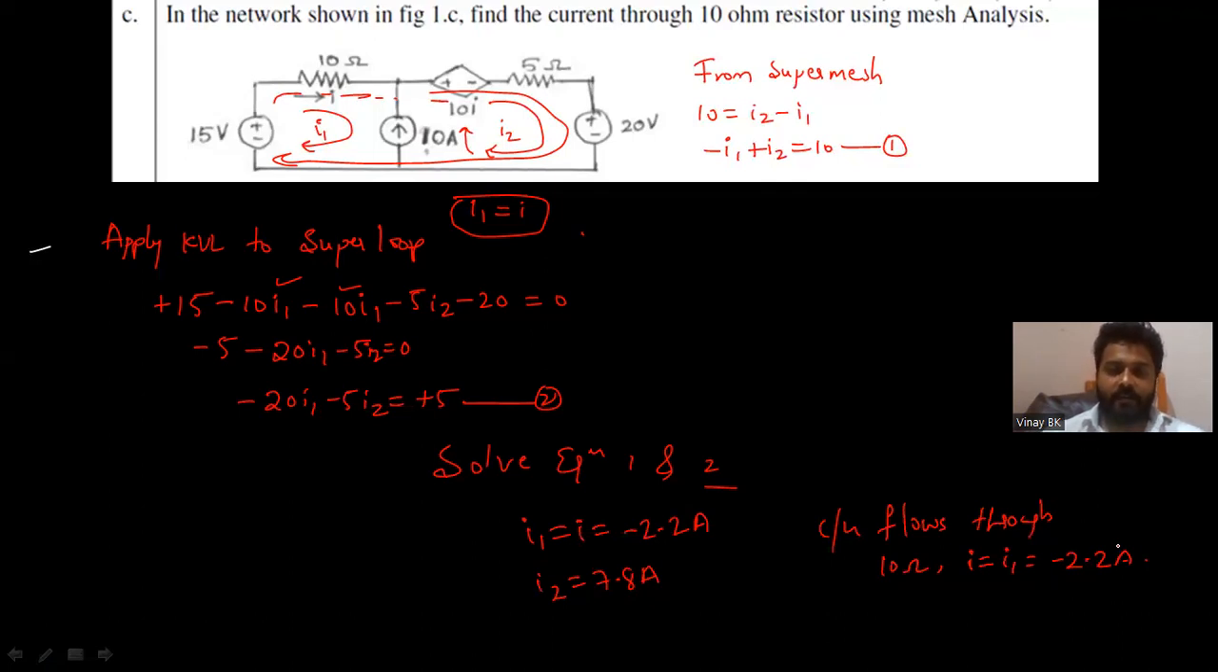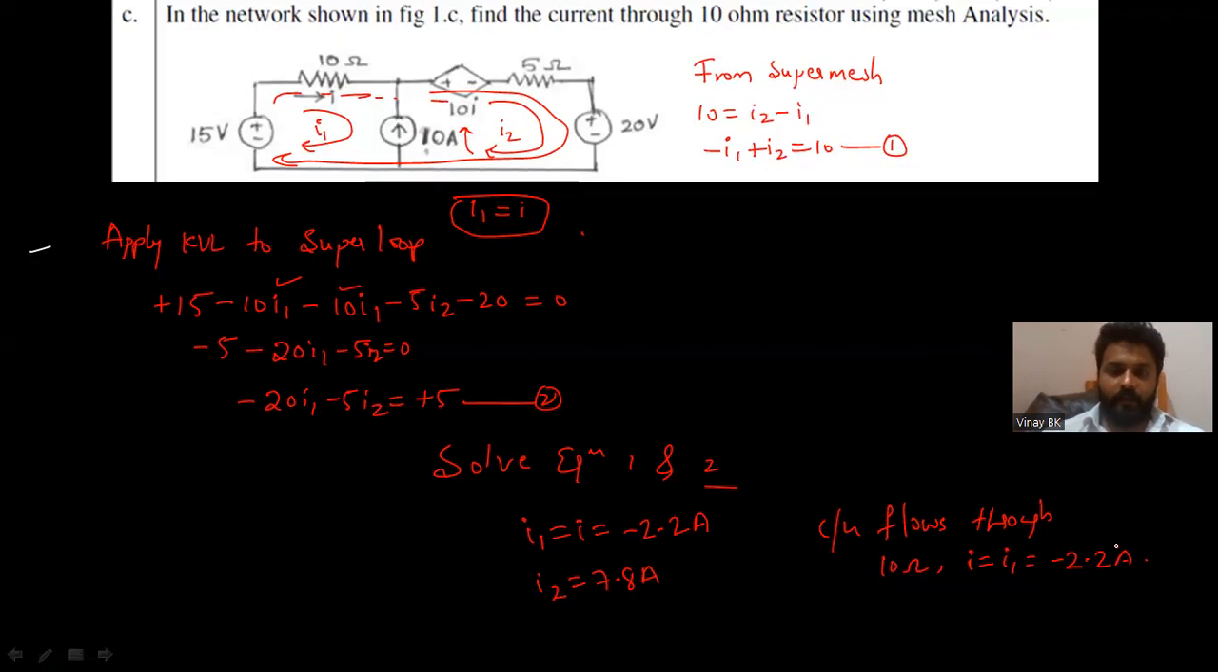If you have any doubts regarding mesh analysis or super mesh analysis, kindly go through my playlist again, you'll get the problems. It is very easy to understand and you can easily apply the logic. So this is about module 1, question number 1 solutions from the question paper. For star to delta transformation, kindly go through the playlist, you'll get that.